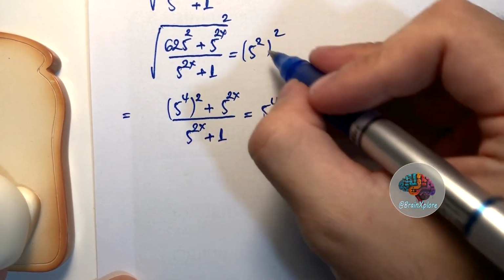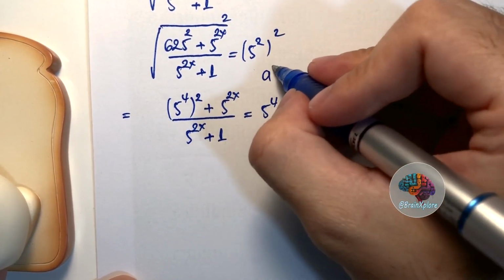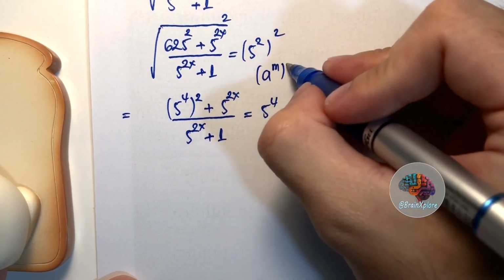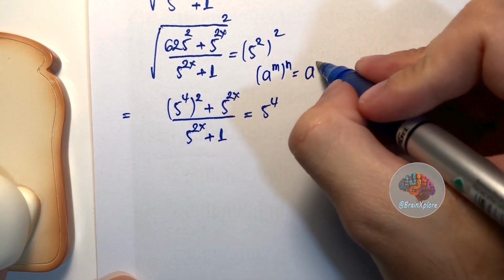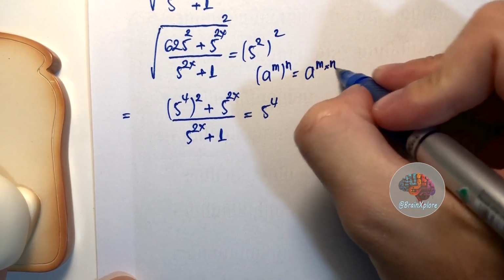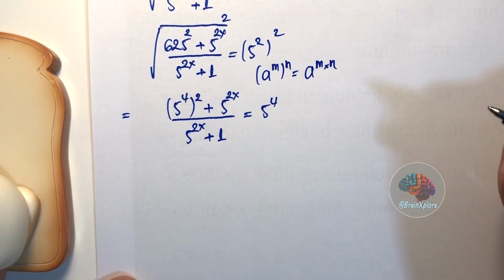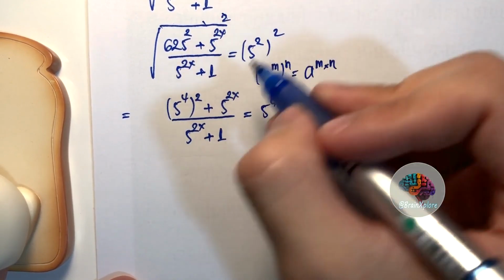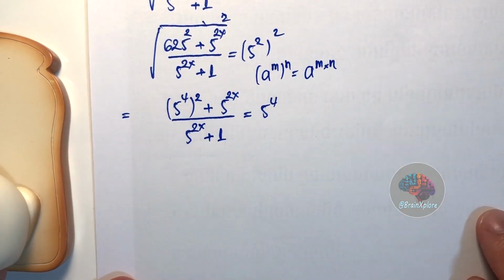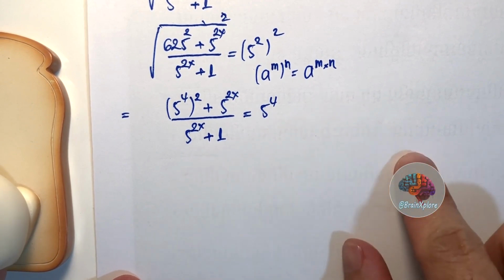Let me show you the formula. a powered by m, the whole thing powered by n, is equal to a powered by m multiplied by n. So you can see 2 multiplied by 2 equals 4, and the square root powered by 2 is going to be removed. Okay, so we're going to do the next step.